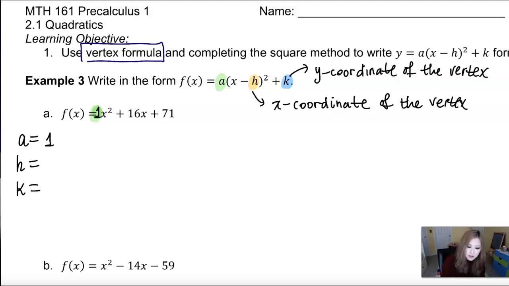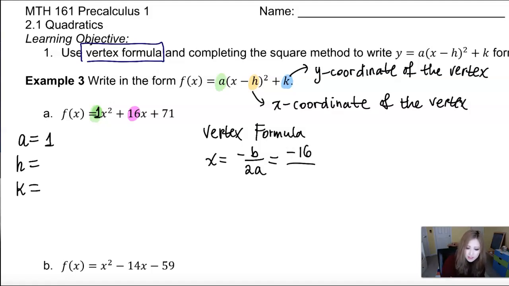So write down the vertex formula, which is x equals negative b over 2a. Let's plug in b on top of the fraction. And what is the b value? B is 16. So let's plug in negative 16 on top of the fraction.